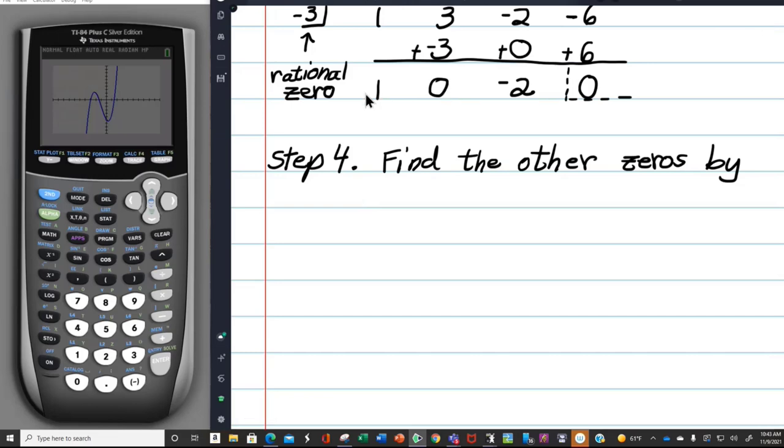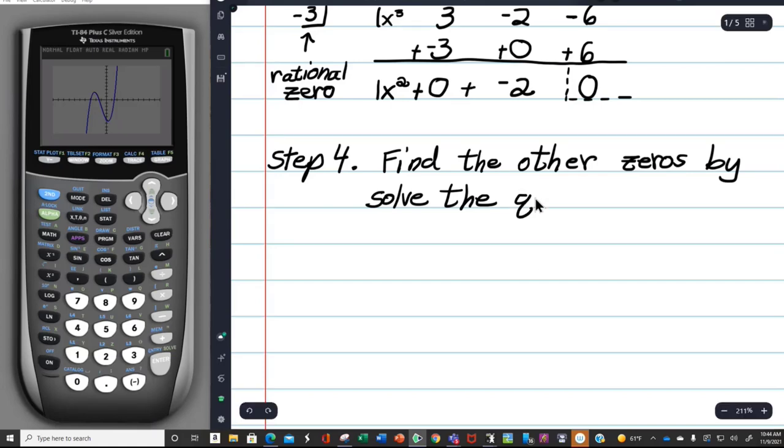By factoring the quadratic. This was 1x to the third, and when you do a synthetic division, this becomes the leading coefficient of a degree that's one lower, and now look at this. You have a quadratic. And you can always solve a quadratic. So that's what we're going to do by solving the quotient, the quadratic quotient.